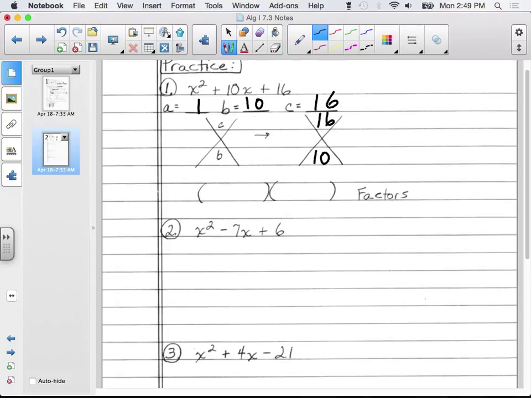Alright, so now when we're looking for the left and right side of our diamond method, we're looking for two numbers. And when we multiply them, we get the top number. And when we add them, we get the bottom number. So what are two numbers that when we multiply, get 16, and add, get 10? 8 and 2. Everyone agree with him? Because I think when we do this, 8 times 2 is 16, 8 plus 2 is 10. That checks out, right?